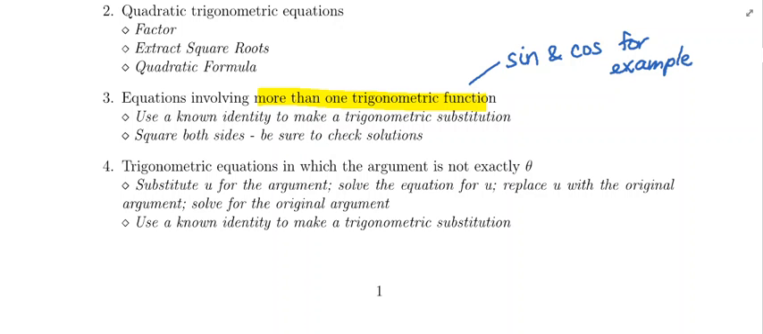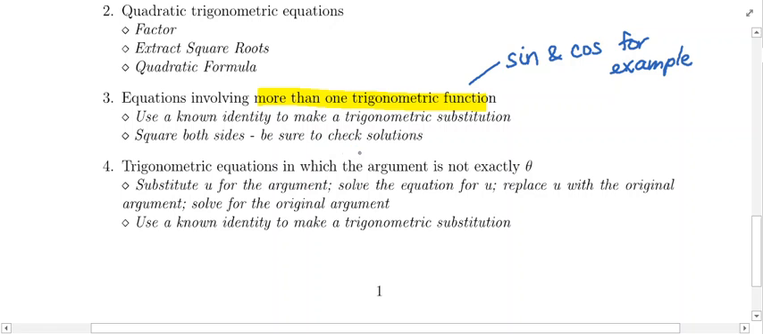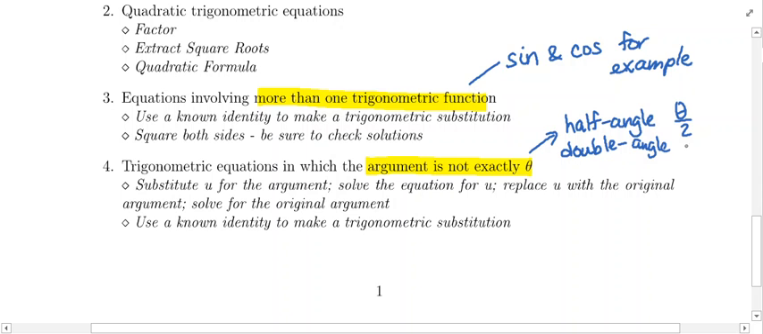Okay. All right, the last type of trigonometric equations we will encounter are trigonometric equations in which the argument is not exactly theta. So what I mean by this, okay, for example, this could be a half angle. Okay, so you might see theta over 2 instead of theta. It could be a double angle. Okay, so 2 theta. It could be a multiple angle. So maybe 4 theta.